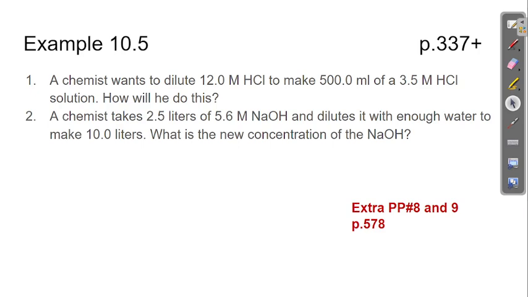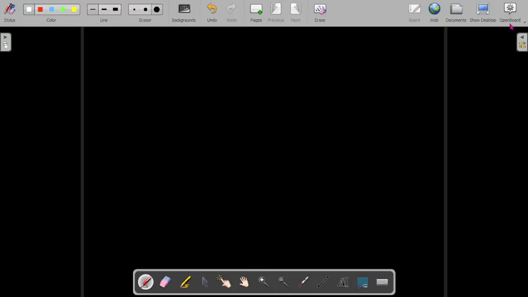And this is going on all the time in the labs. When you buy a substance that's in a liquid form, it comes in a certain concentration and you may want to dilute it, or maybe you want to take water away by evaporation to make it more concentrated. So you need to know how to do this. And then of course we're going to do extra practice problems 8 and 9 to practice some more, because the more you practice the better you get at this. So let's go to the board here and see how this is done.